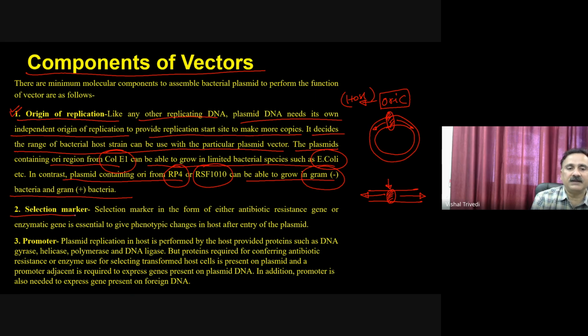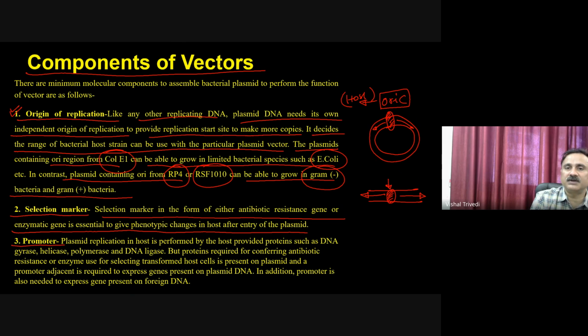Then the number 2 is the selection markers, right? So a selection marker is in the form of either an antibiotic resistance gene or an enzymatic gene, giving phenotypic changes in the host after the entry of the plasmid. Then the number 3 is the promoter.